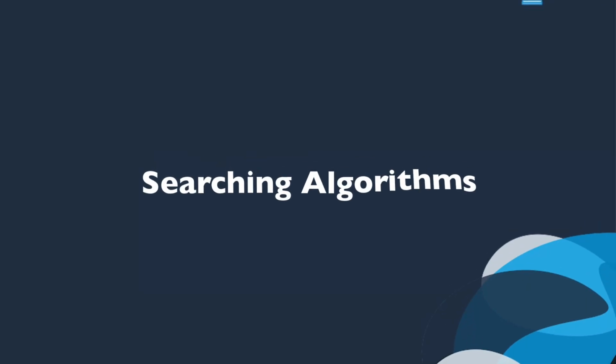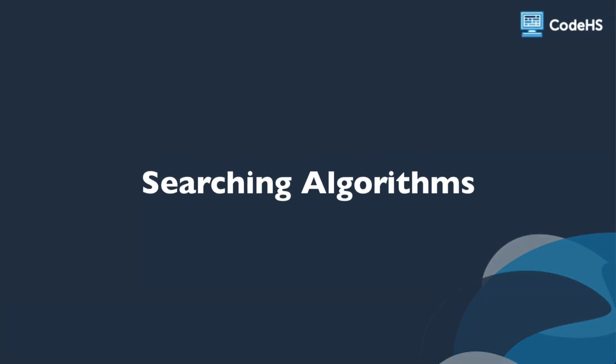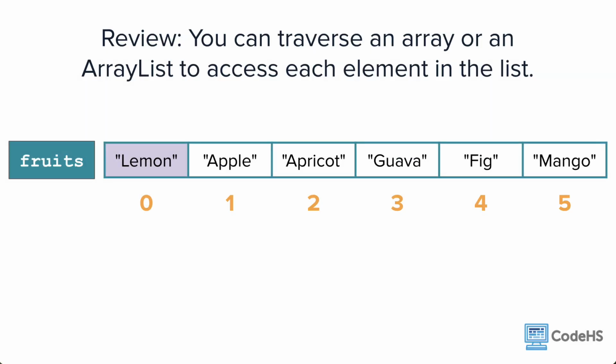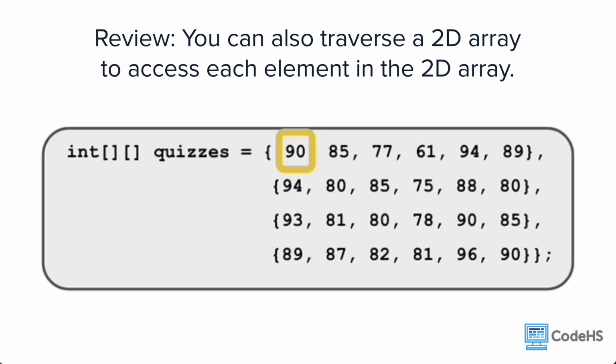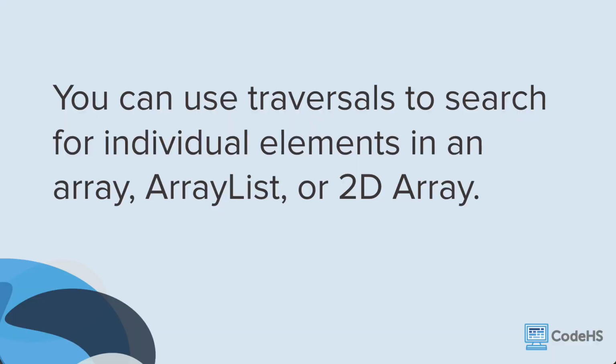Hi, in this lesson we'll explore a specific type of algorithm used with arrays, array lists, and 2D arrays, searching algorithms. You can traverse an array or an array list to access each element in the list. You can also traverse a 2D array to access each element in the 2D array. With this ability, you can use traversals to search for individual elements in an array, array list, or 2D array.